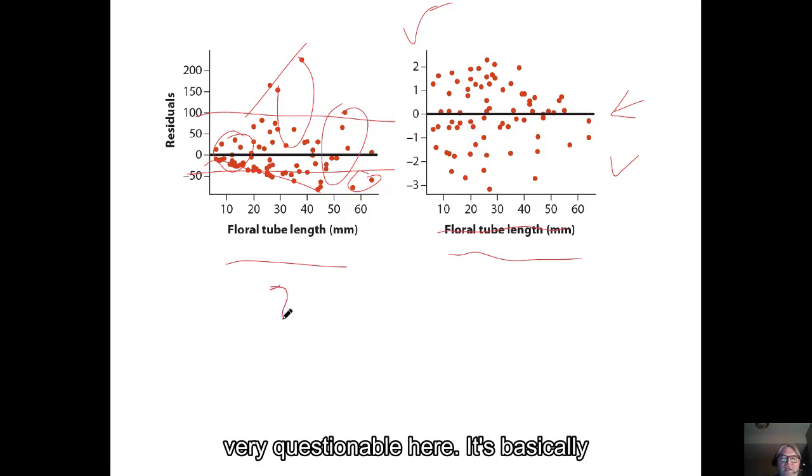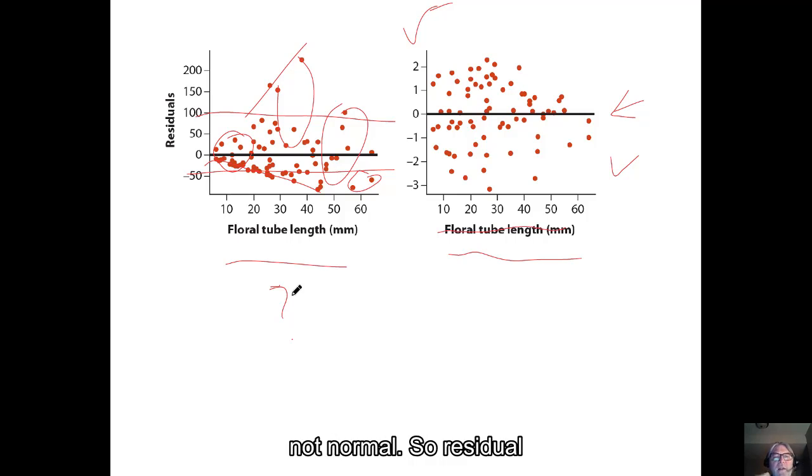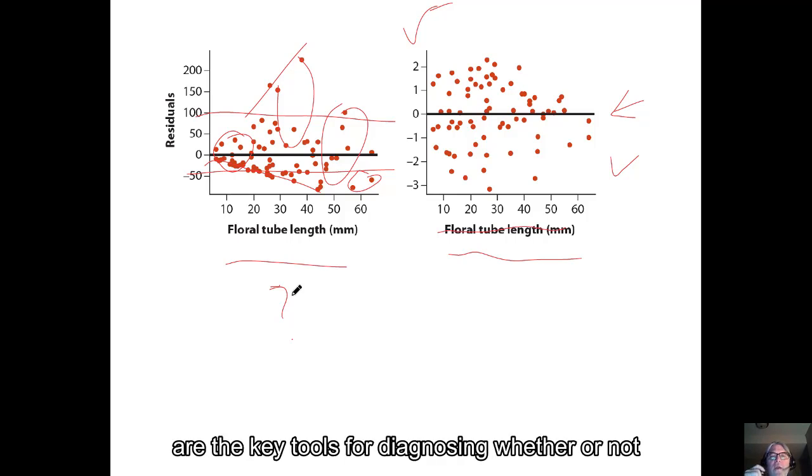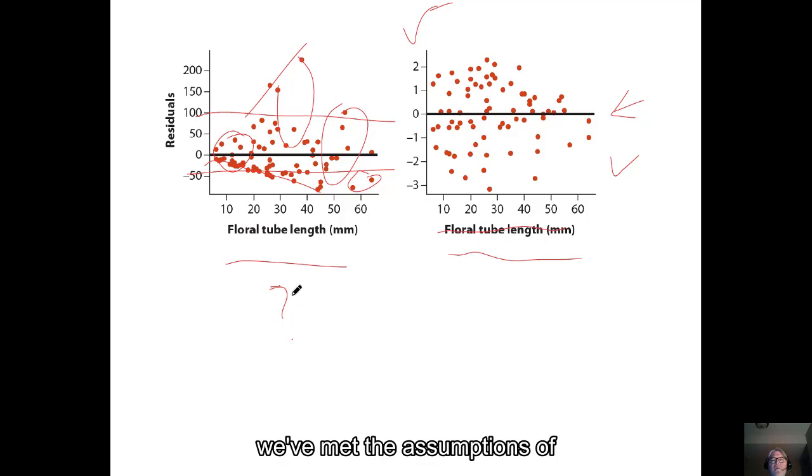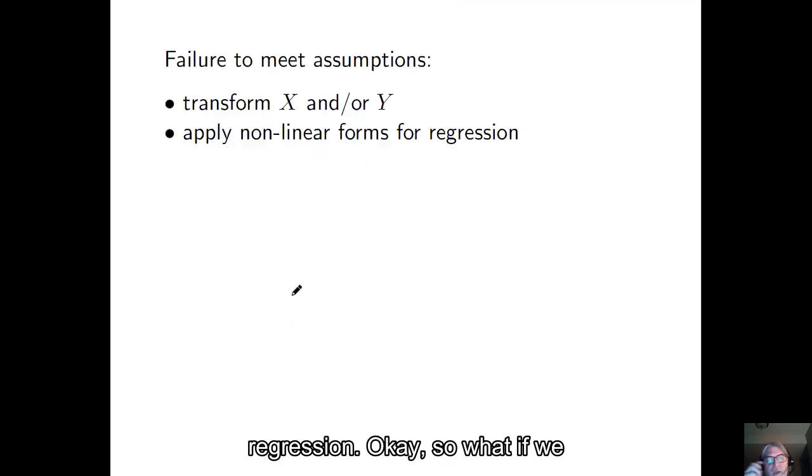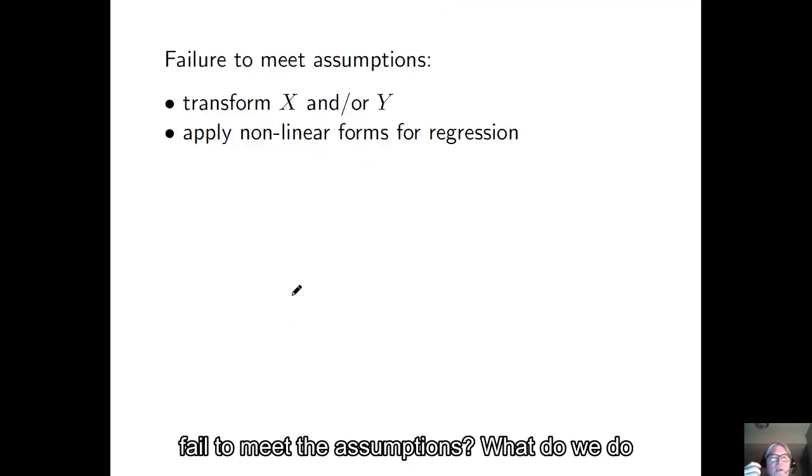This one looks very questionable. So residual plots and analyses of the residuals are the key tools for diagnosing whether or not we've met the assumptions of regression. Okay, so what if we fail to meet the assumptions? What do we do then?